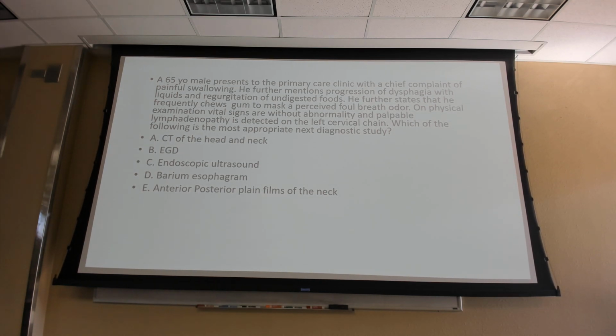All right, you've got a 65-year-old with painful swallowing, who mentions progression of dysphagia with liquids, and regurgitation with solids now. He states he frequently chews gum because he has a foul breath odor. And then there's your physical exam. So what are we thinking is our differential for this one? Yeah, it can be a Zenker's. What else?